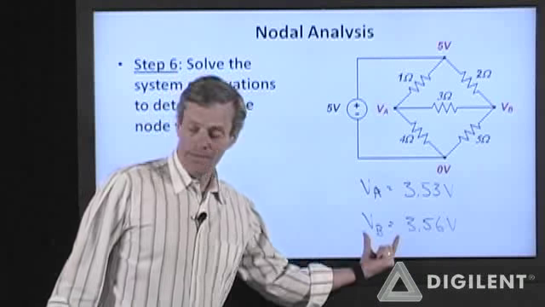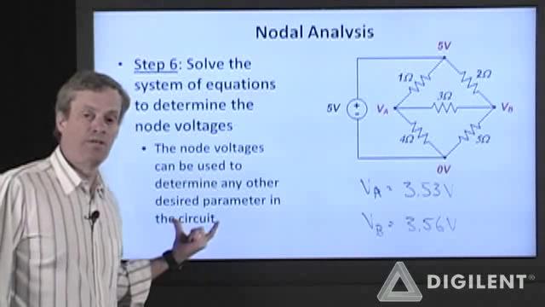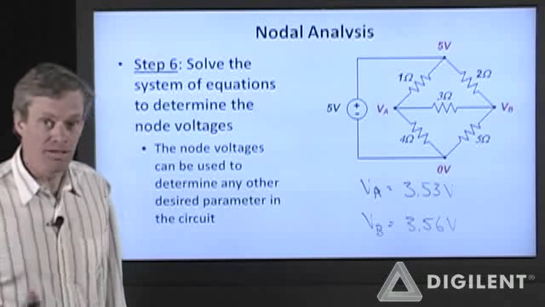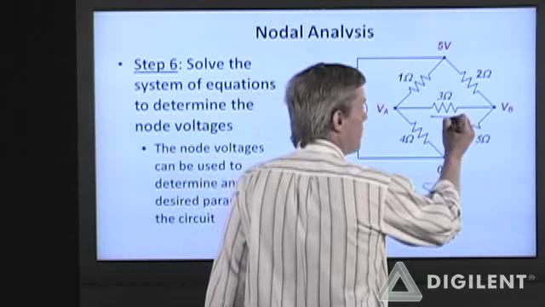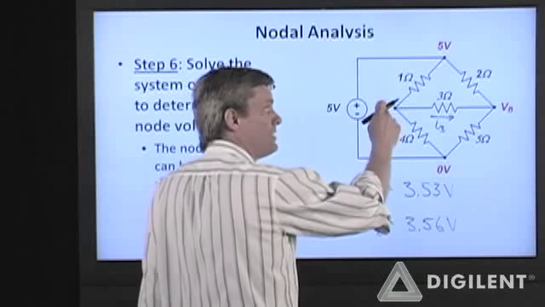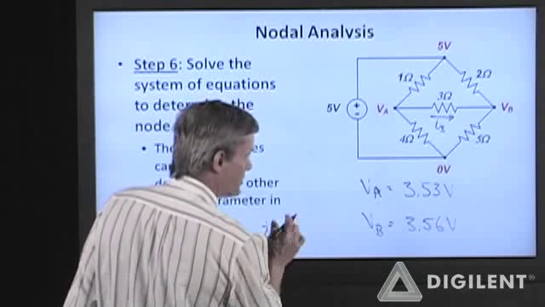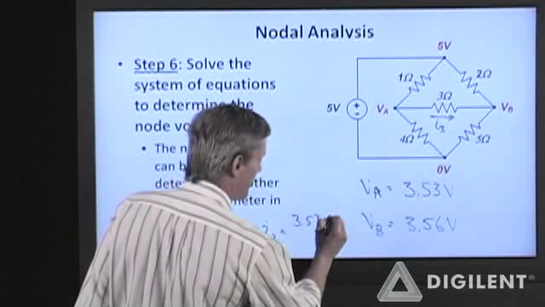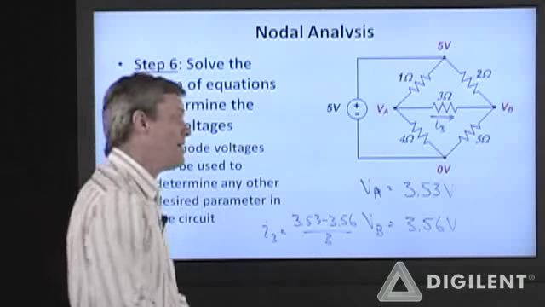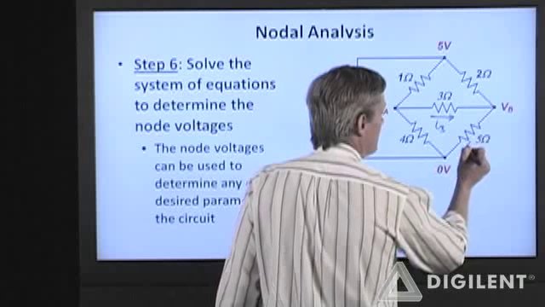Now, once I've got these two voltages, I can determine anything else that I want to know about this circuit. For example, I may not have been interested in VA and VB. I might have wanted to know what I3 was. Well, I3 is just VA minus VB over 3, which is going to be 3.53 minus 3.56 over 3. It's I3. If I need something else, oh, I don't know, I5.